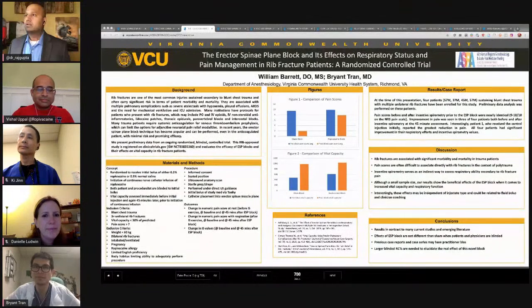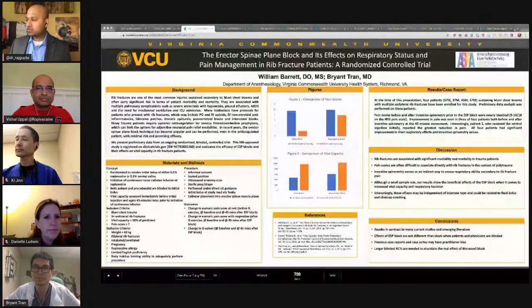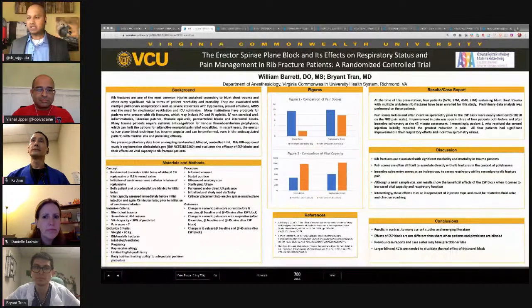Okay, you want to start presenting, and I'll give your title here. This is the erector spinae plane block and its effects on respiratory status and pain management in rib fracture patients, a randomized controlled trial. This is abstract number 700. While you're starting to talk about it, I'll post the link to the abstract in the comments field for those who want to follow along. Go ahead, Bryant.